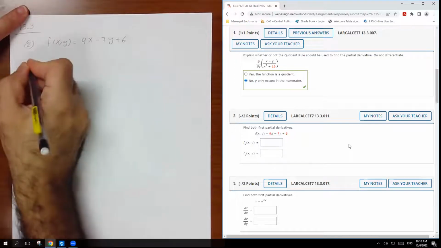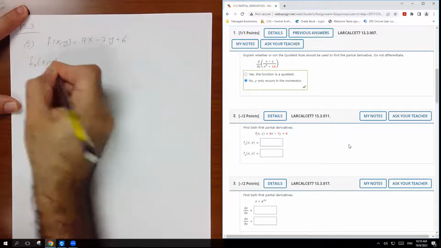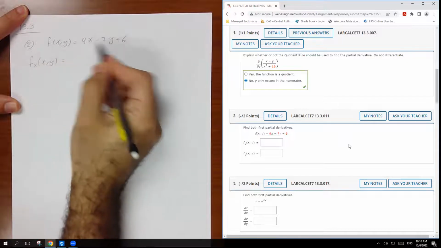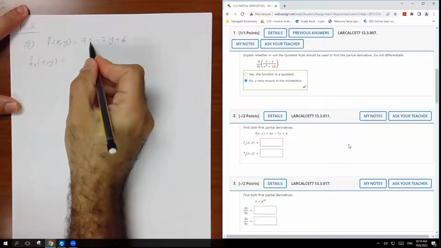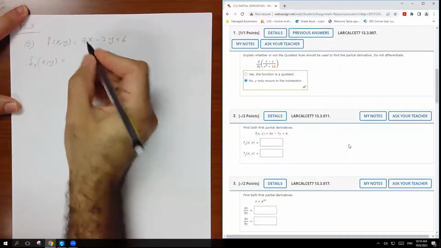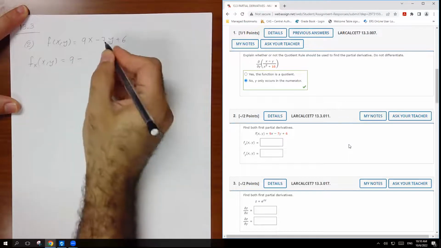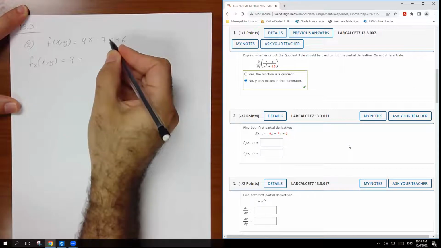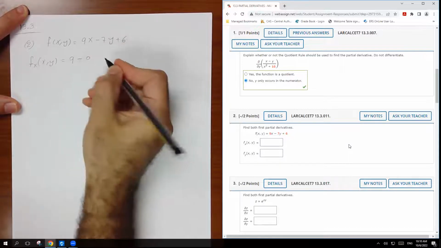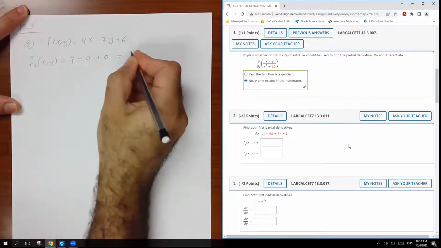So now the first thing, we're going to find the partial derivative with respect to the x. That means all the y's here are going to be constant. So here's 9x. That means the derivative for 9x is going to be 9, minus 7y. Y is a constant. The derivative for the constant is 0. 7 times 0 is going to be 0. And here's a constant, it's going to be 0. That means the result is going to be 9.